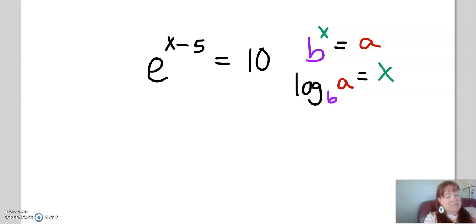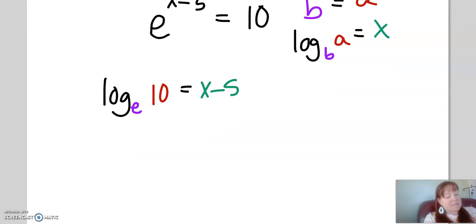My base is e, so I have now log base e, and I know that you're screaming at me, but that's not how we write it, right? We don't actually write log base e like that, but I'm going to write it this way, and then I'll show you how to fix it. Okay, log base e of our argument, which is 10, equals our exponent, which is x minus 5. And now remember, log base e, we don't write it like that. We write ln. Okay, so ln of 10 equals x minus 5.